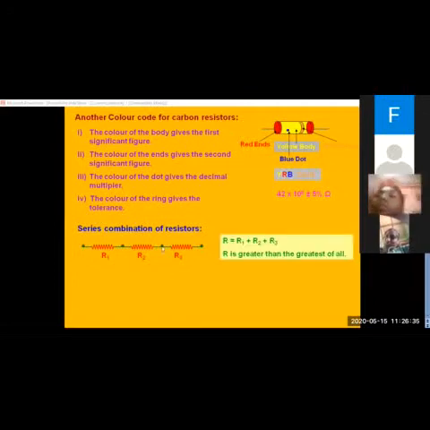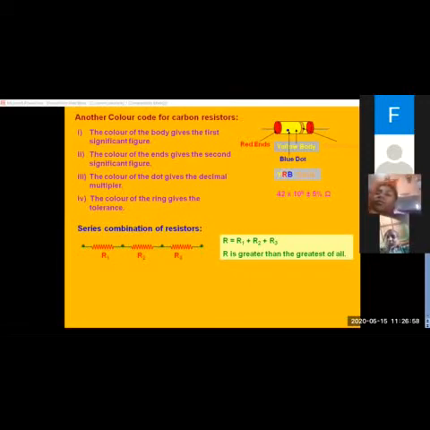Dots indicate the two ends of your series resistor. So if you take the effective resistance, we have to just add. R will be equal to R1 plus R2 plus R3. If there are two more resistors, plus R4 plus R5. That is the way you have to check.